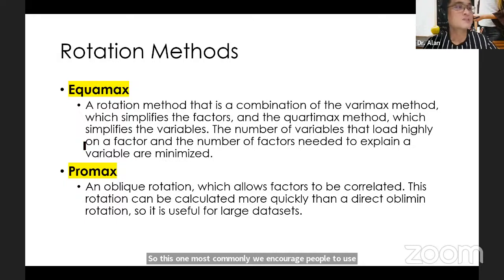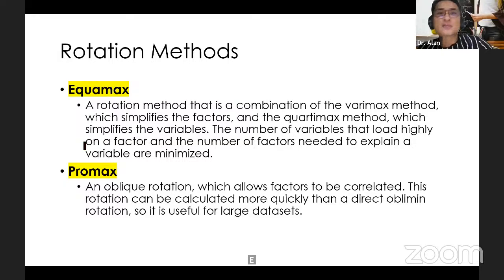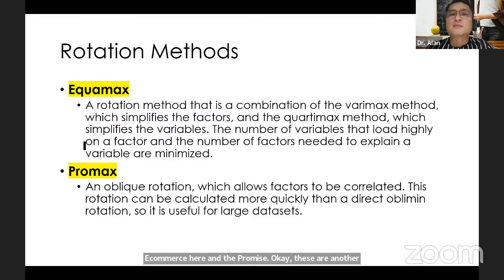All right. Next one is the equamax and the promax. Okay, these are another two rotation methods. Equamax is a rotation method that is a combination of the varimax method, which simplifies the factors, and the quantimax method, which simplifies the variables. The number of variables that load highly on a factor and the number of factors needed to explain a variable are minimized. For the promax, it allows the factors to be correlated. The rotation can be calculated more quickly. It is useful for large data sets, but again, from my experience, it is hard to write the interpretation.